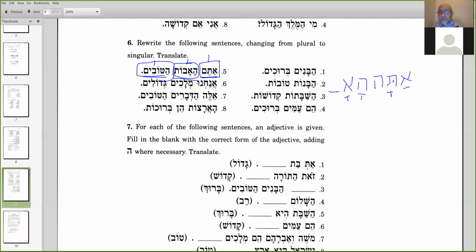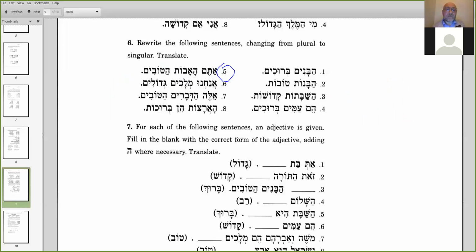Av, for the father, right? Ha-av. And then the ha-tovim has got to change, we've got to make that simply say ha-tov. Okay, there we go. Ata, ha'av, hatov. That's number 5. Reduce down from plurality to singularity.